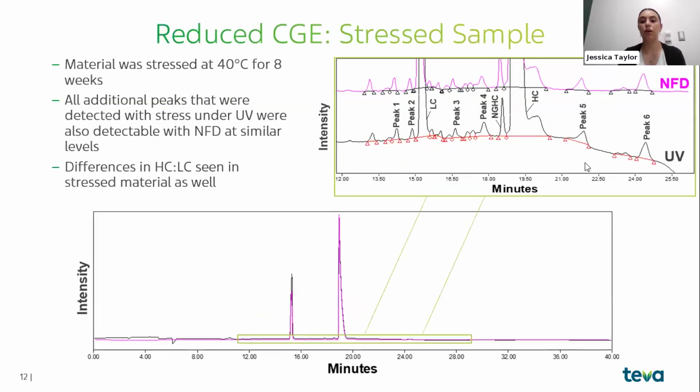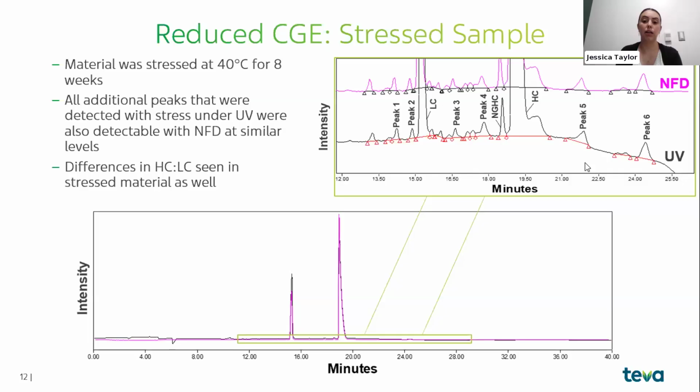So here we have an example of a reduced stress material. This material was stressed at 40 C for 8 weeks. And if we look at the zoomed electropherogram in the upper right, you can see that all of the peaks that appeared under these stress conditions in the UV were also visible using the native fluorescence detector.